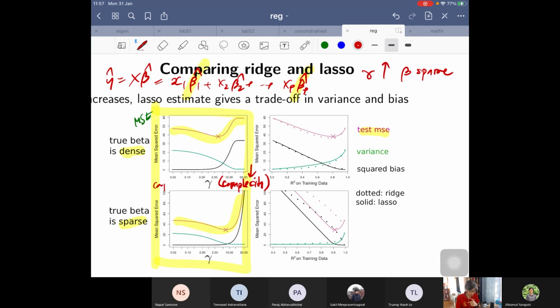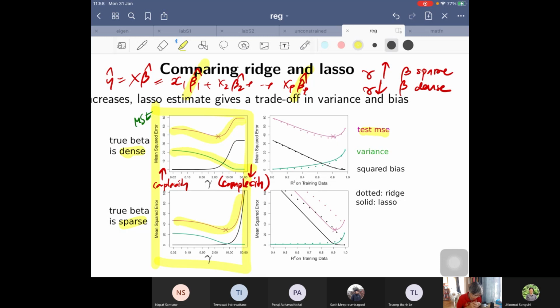Okay, everyone follow that? When gamma is big, complexity is less. When gamma is small, beta is dense, your model is dense. You use more parameters, so we can say the model is more complex. So first of all, if you look at the variance and squared bias, does it make sense to see things like this?